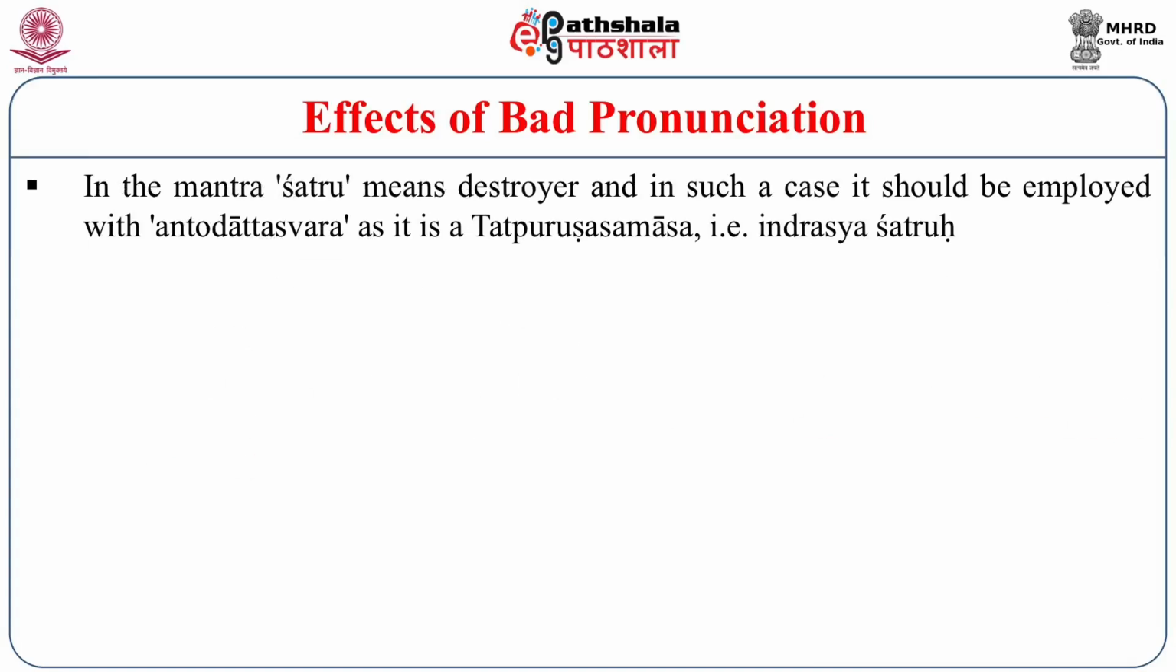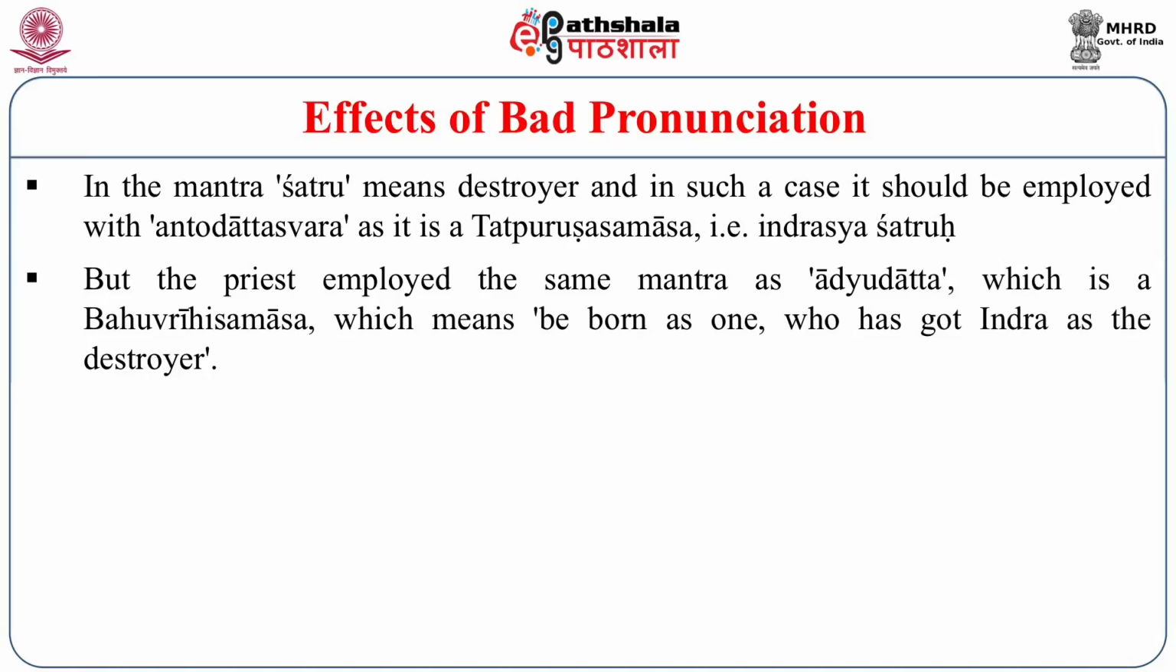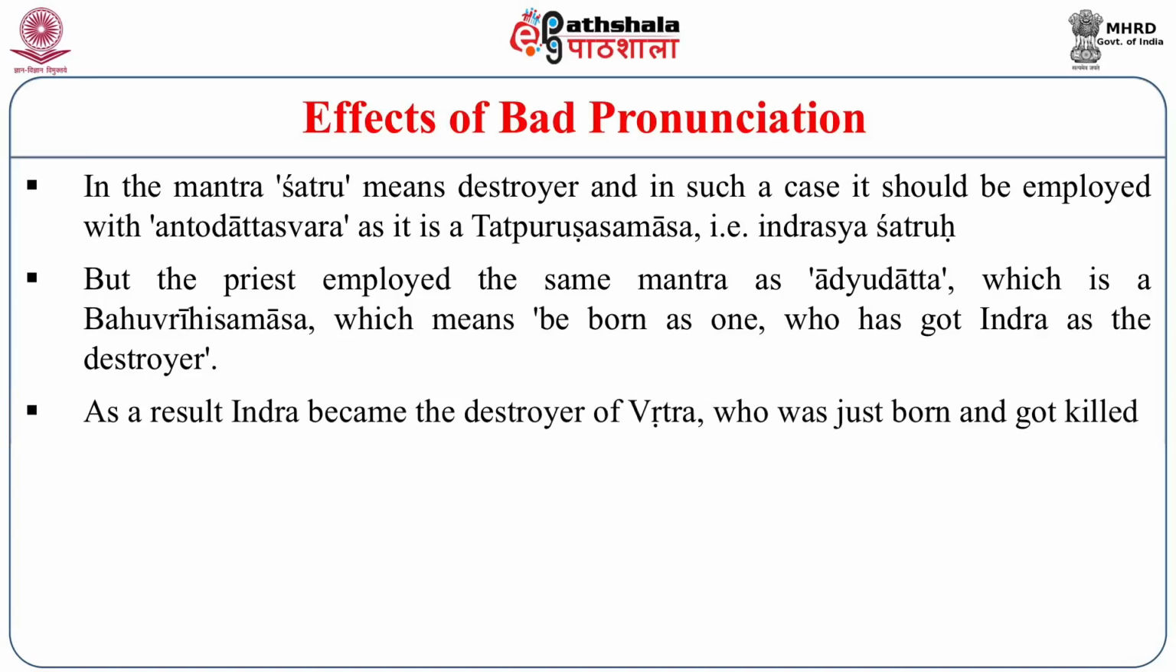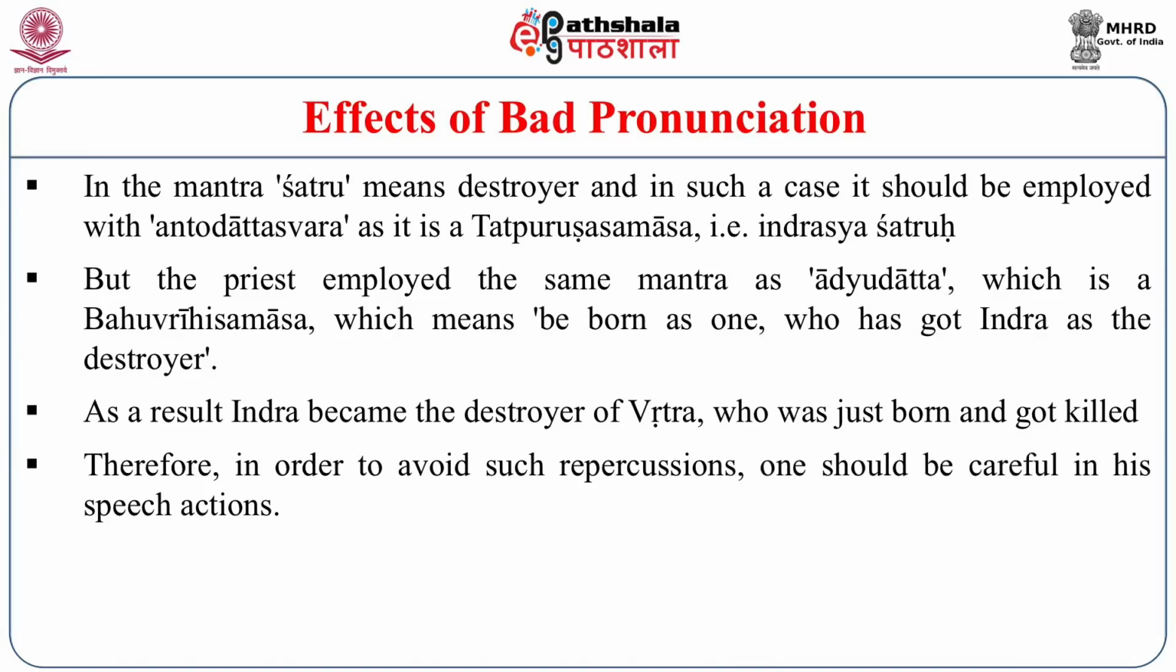In the mantra, Shatru means destroyer, and in such a case it should be employed with Anudatta Swara, as it is a Tatpurusha Samasa, that is Indrasya Shatruh. But the priest employed the same mantra as Adyudatta, which is a Bahuvrihi Samasa, which means one who has Indra as the destroyer. As a result, Indra became the destroyer of Vritra, who was just born and got killed. Therefore, in order to avoid such repercussions, one should be careful in his speech actions.